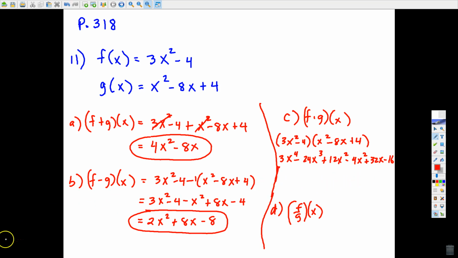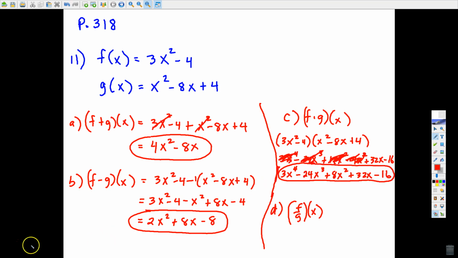Okay? And now once again we combine like terms. There's only one quartic term, 3x to the 4th. We'll just mark that out. And there's only one cubic term, minus 24x cubed. When we put these quadratic terms together, 12 minus 4 is positive 8x squared. Okay, we can mark those out. Plus 32x minus 16. So there is the result of multiplying the 2 functions.